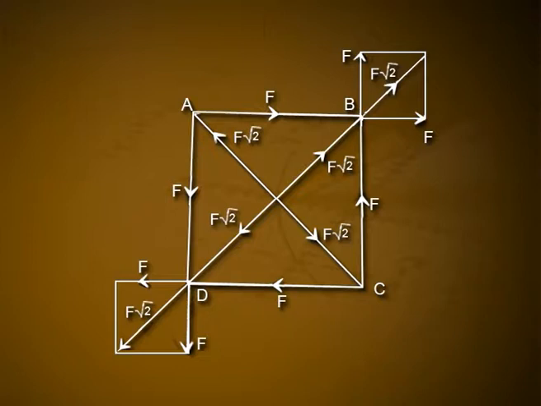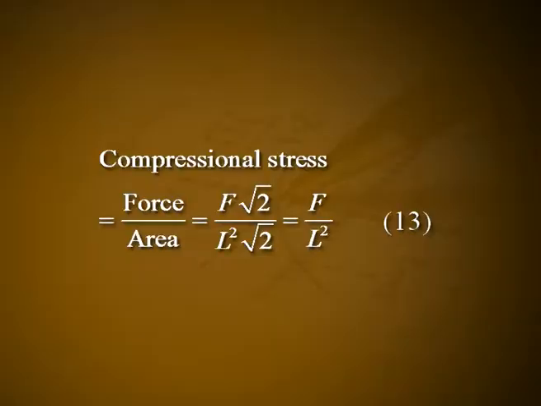Thus, a tangential force F acting on one of the faces of the cube is equivalent to a force of extension F root 2 acting outward along the diagonal BD and a force of compression F root 2 acting inwards along the diagonal AC, figure 5b. Now, if a plane is drawn perpendicular to the plane of paper through BD and AC, this plane will have an area L into L root 2, which is equal to L square root 2. So, compressional stress is equal to force divided by area, which is equal to F root 2 divided by L square root 2, which is equal to F divided by L square. Let it be equation number 13.